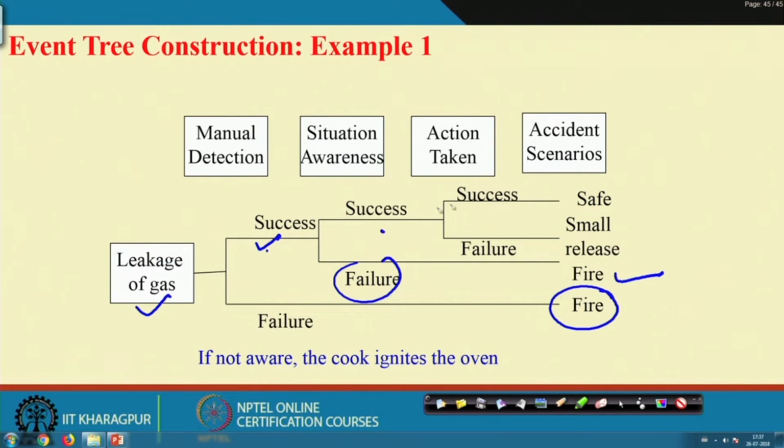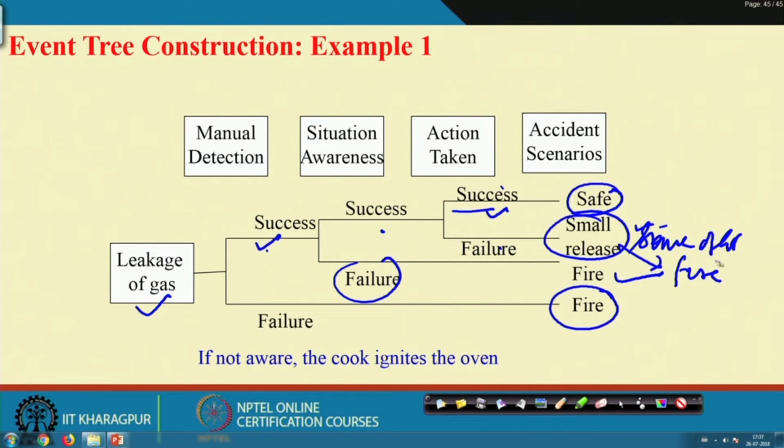Then if this is a success, action may be taken, may not be taken. If action is successful, it is safe, there is no fire. If action fails, then a small release of gas will be there. It means some actions are taken, fire is mitigated, but release of gas is already there, or maybe some other scenario. You may say, okay, this will lead to fire also.